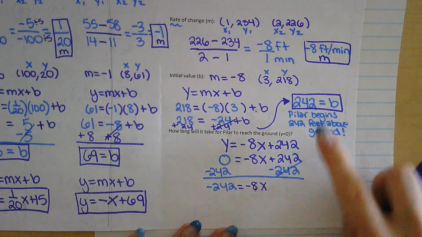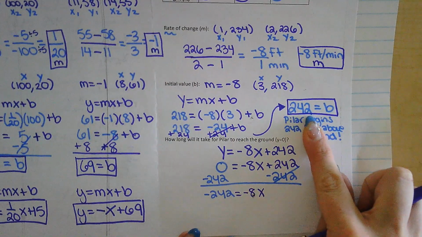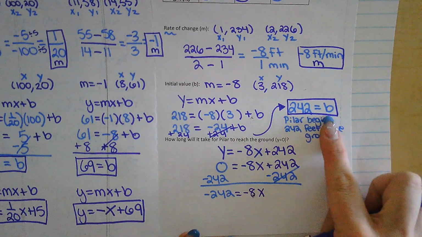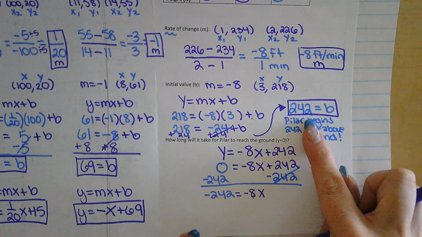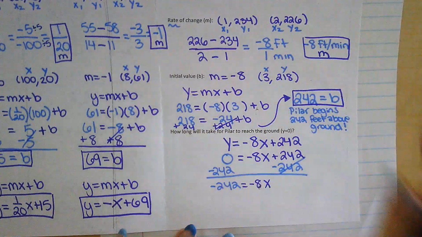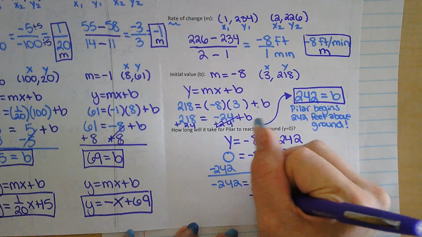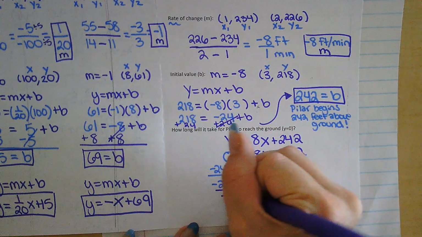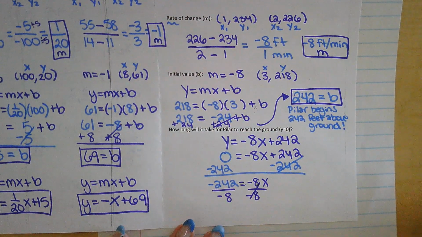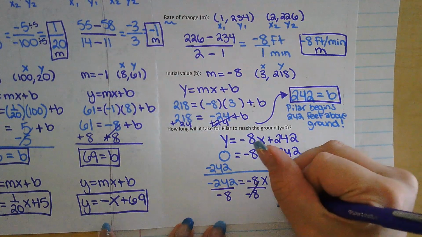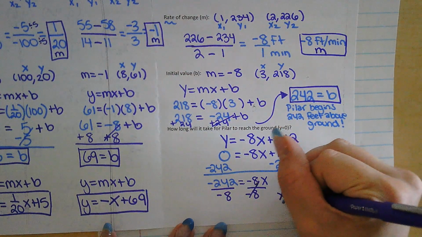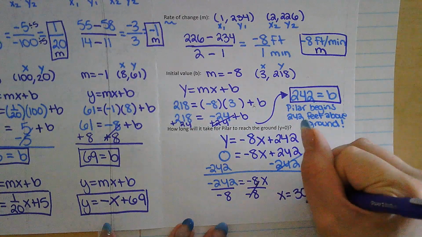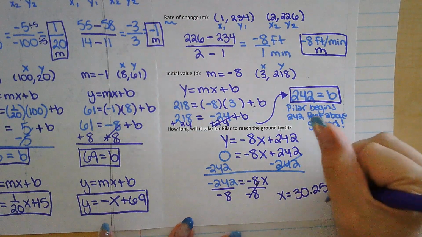Some of you might have already thought to yourself, oh, take the entire height that Pilar needs to descend from and divide it by the rate. That's exactly what we're doing here. It's just showing how you can use the equation to do that. Which we get 30.25 minutes.